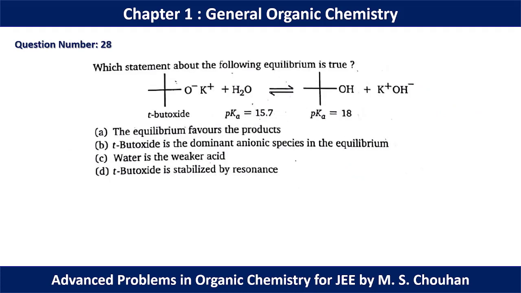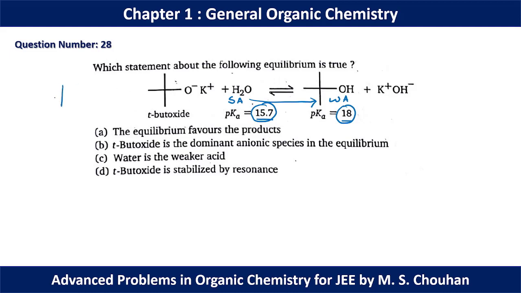In question number 28, we have a reaction given in this system. As we know, the strong reagent will react to form the weak reagent. If 15.7 is giving something 18 in this situation, we can compare that. The less the pKa value, the more the acidic strength, and the higher the pKa value, the lesser the acidic strength. So it is a strong acid which formed a weak acid in this situation. Strong acid to weak acid is the transformation in this case.